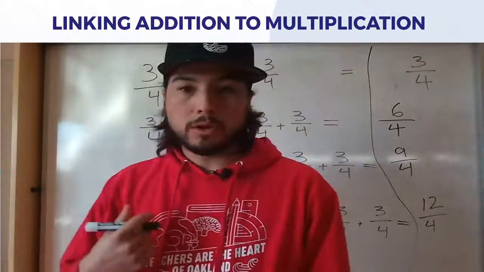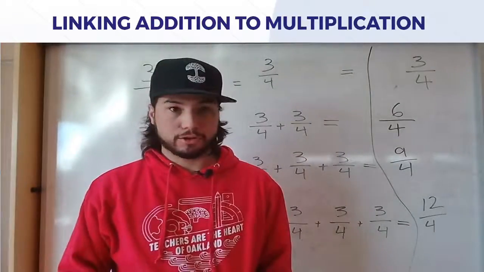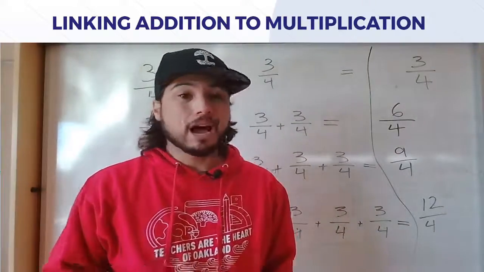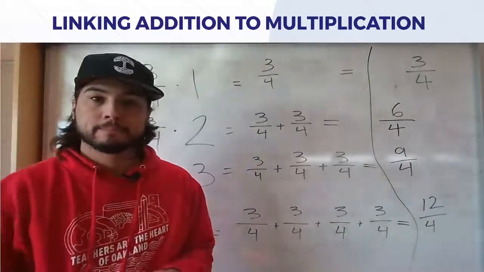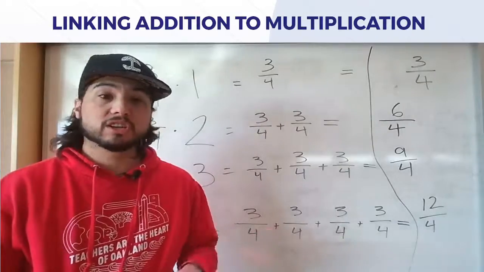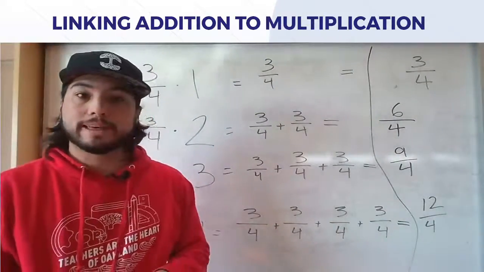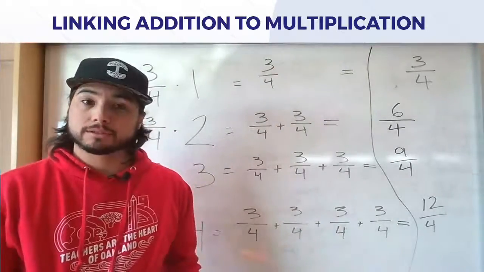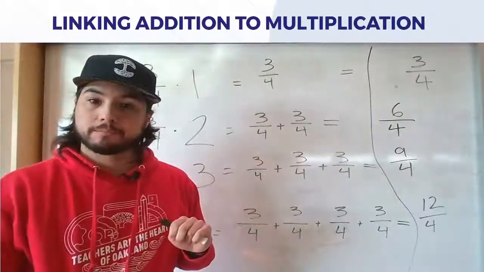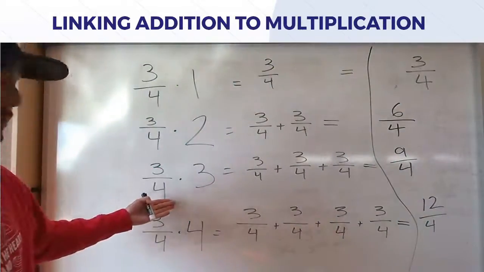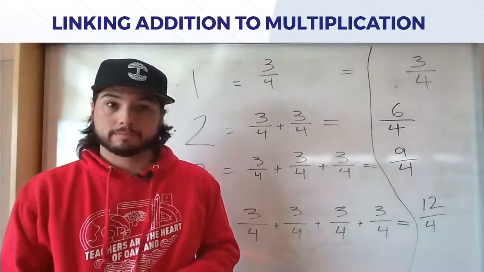Okay? So when we're dealing with a whole number multiplied by a fraction, the denominator from our fraction is going to remain the same, because essentially all we're doing is counting equal groups of that fraction. And when we add fractions, the denominator stays the same, and it's the numerator that gets added. So in this case, the denominator stays the same. It's the numerator that gets multiplied.